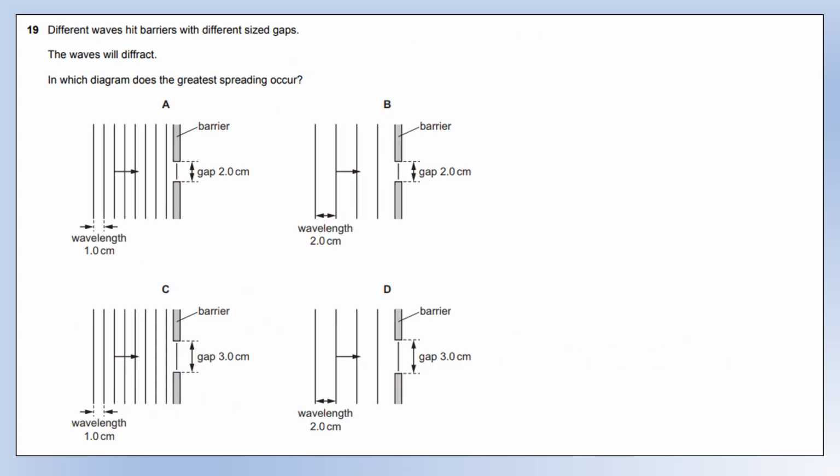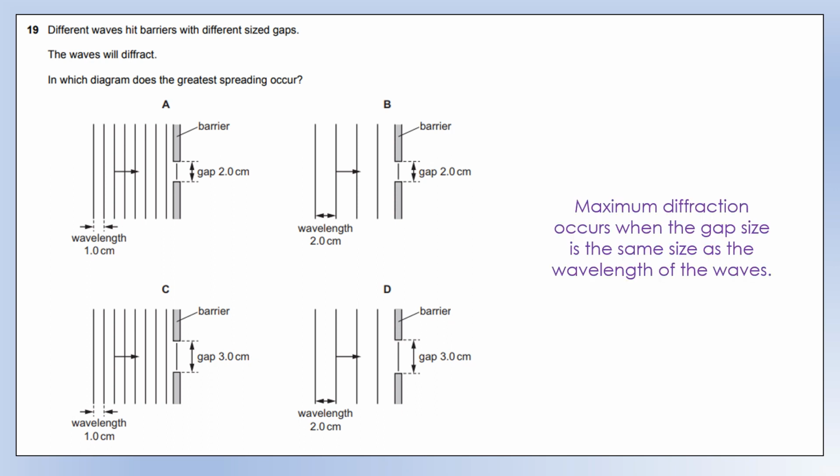So different waves hit barriers with different sized gaps. The waves will diffract. In which diagram does the greatest spreading occur? So maximum diffraction happens when the gap size, or the object size, is the same size as the wavelength. So that's going to be B.